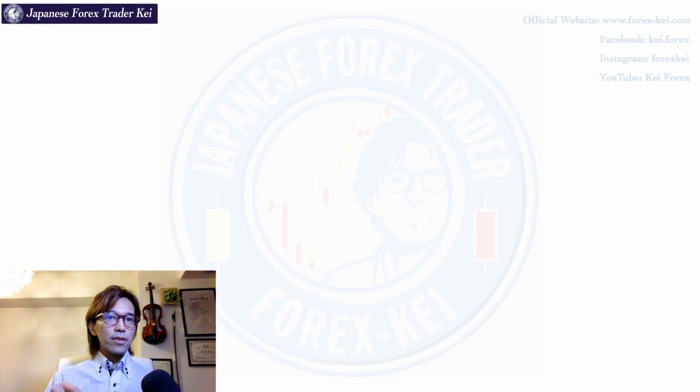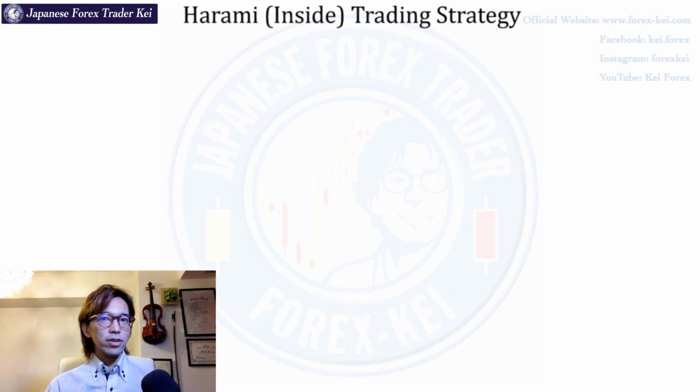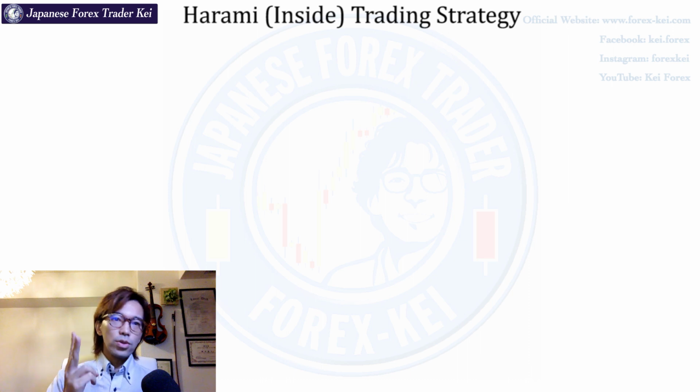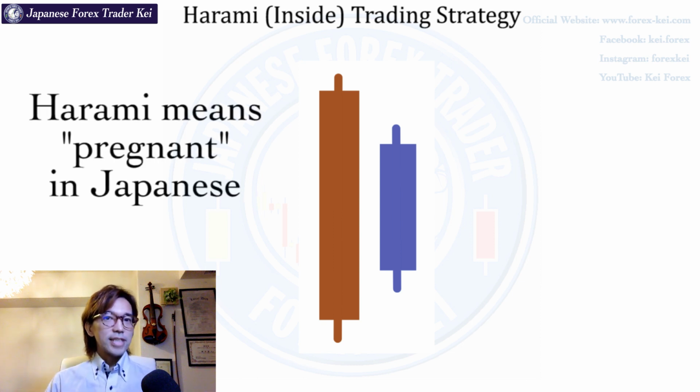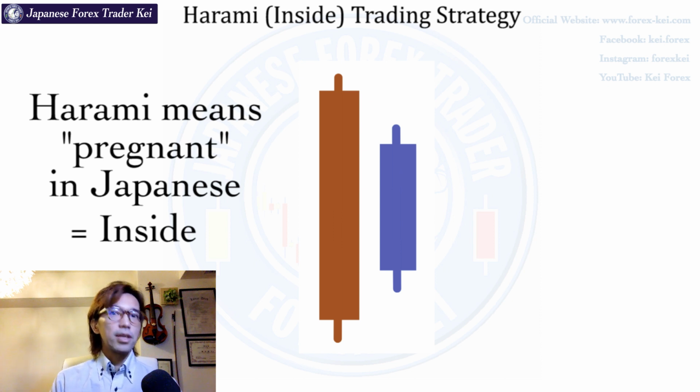So in this video, I'll be talking about the Harami candlestick pattern and how you can actually trade with it when you're looking at a chart. Like I explained in part 2, Harami looks like this. It's when you see a previous candle engulfing future candles. Actually, Harami means pregnant in Japanese. So the idea here is that it looks like a mother having a baby in her body. And that's why this pattern is also called inside. Like future candles are inside the previous big candlestick.